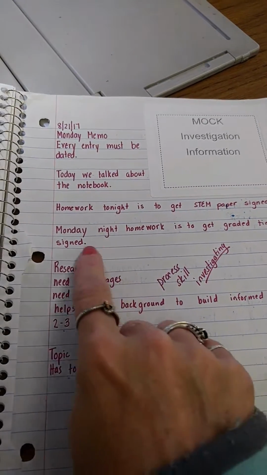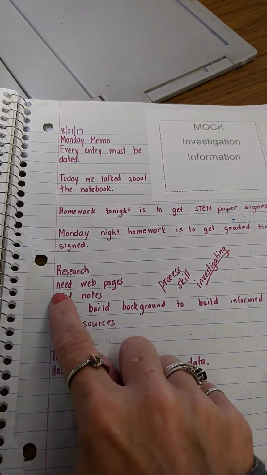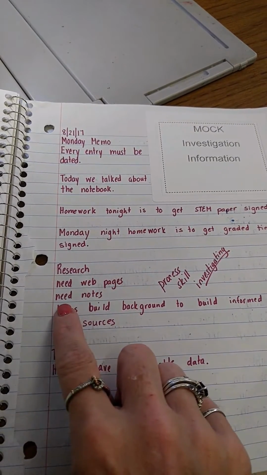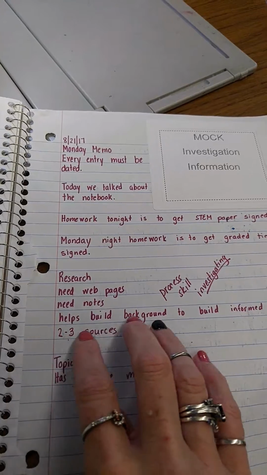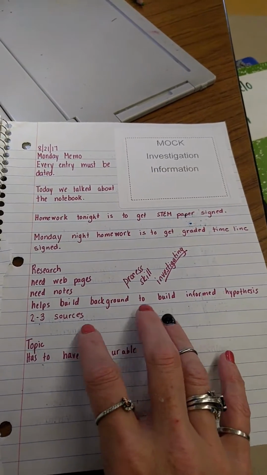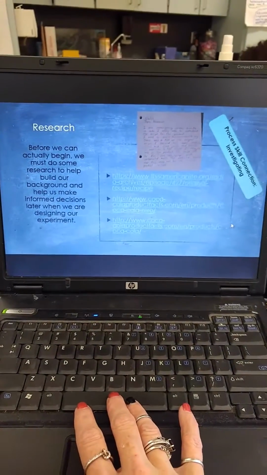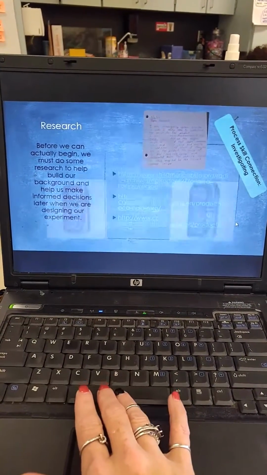And then here are the notes that we took about research. So research is we need web pages. There should be 2 to 3 sources. They need to take notes. It will help them build their background knowledge to make informed hypotheses. And research is investigating. It's the process skill of investigating.